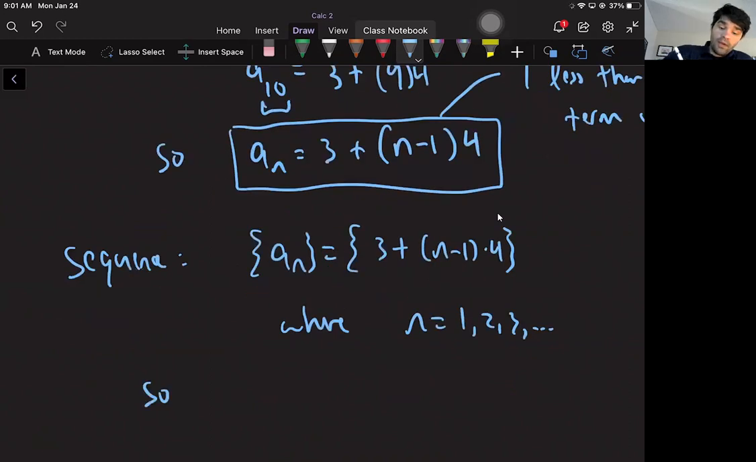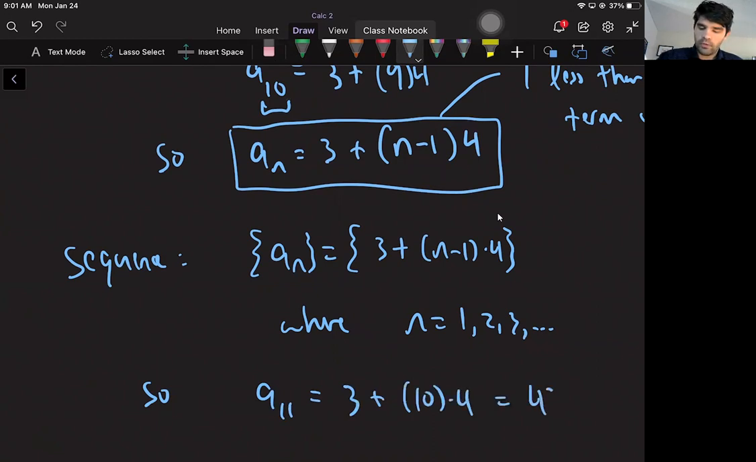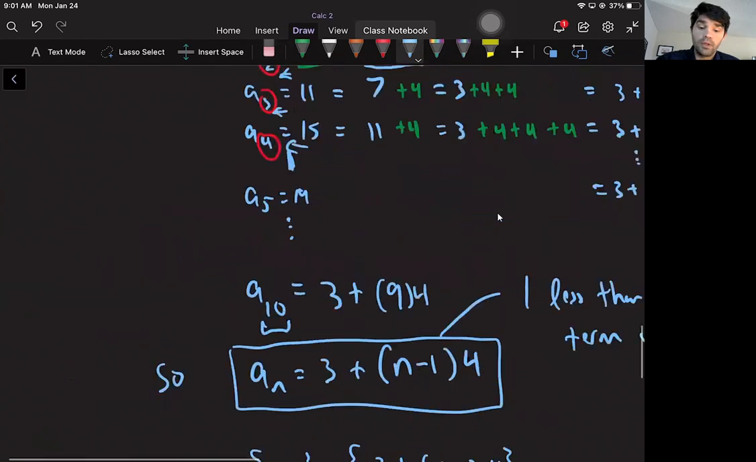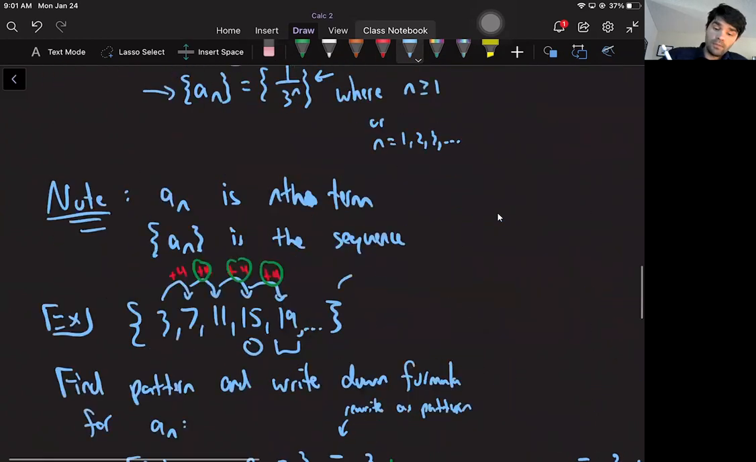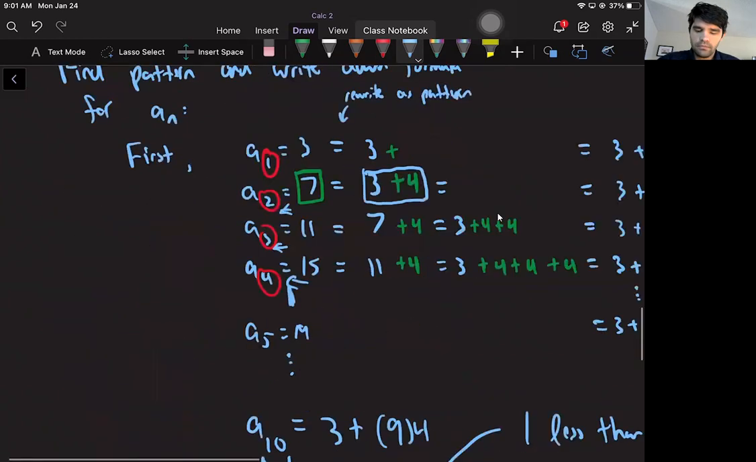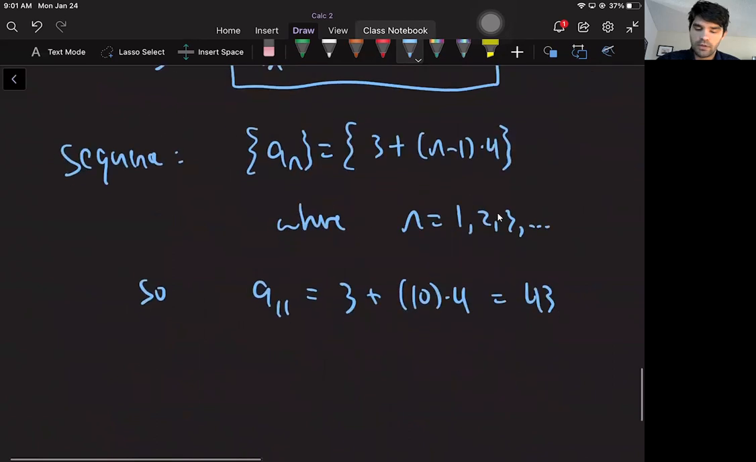So for example, now I could find A11 real quick if I wanted to. It'd be 3 plus 10 fours, which would be 43, I guess. So if you kept going to the 10th term, you would eventually get 43. Or the 11th term, I should say, sorry.